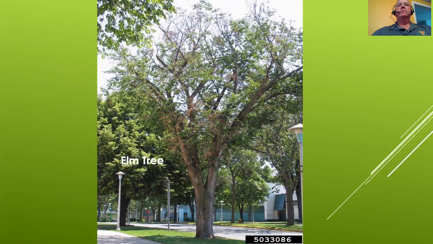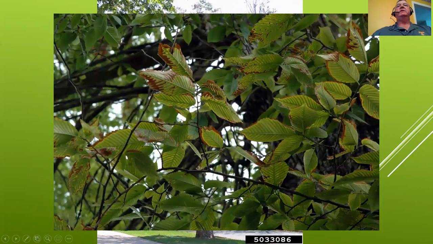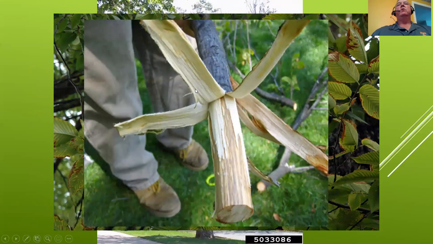And let's look here at this elm tree now. This is another potential problem. You see the browning foliage up here in the elm tree. You've got dieback, canopy thinning out. You look closer, you see brown edges on some of the leaves there. What causes that? Well, this is a vascular disease. It's a wilt disease.